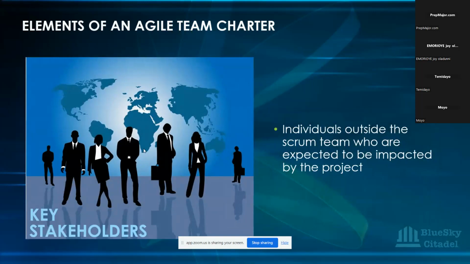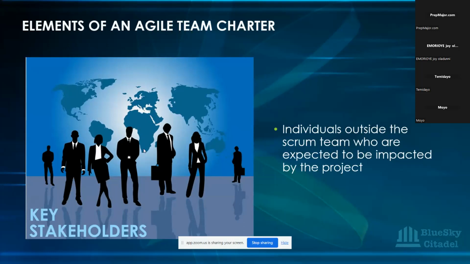And then we have the key stakeholders. As a team, identify individuals who are expected to be impacted by the project. According to the Scrum glossary on Scrum.org, a stakeholder is an external person to the Scrum team, who has a specific interest in the project and knowledge of the project that is required for incremental discovery.